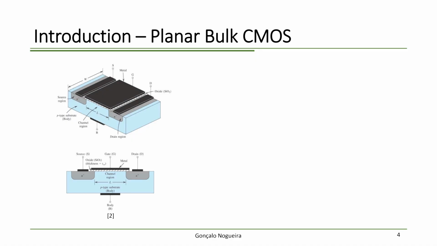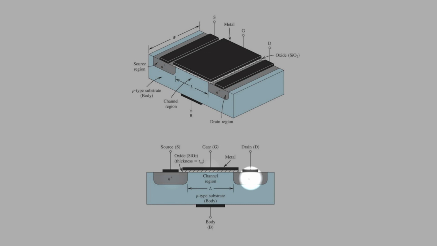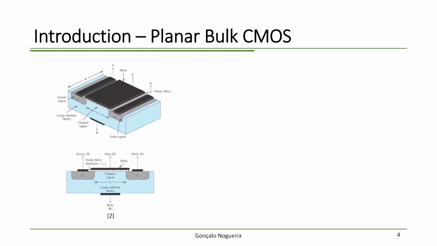So what does this mean? Here you've got the drain, here you've got the source, and here you've got the gate. When the voltage at the gate is high, drain and source are supposed to be shorted. When the gate voltage is low, these are supposed to be open circuits.